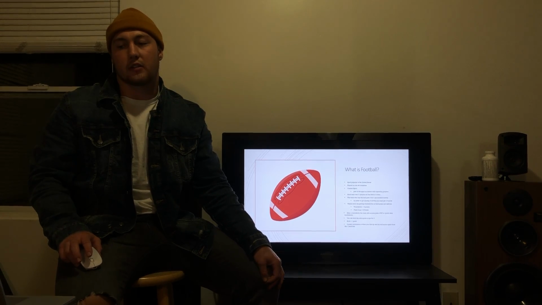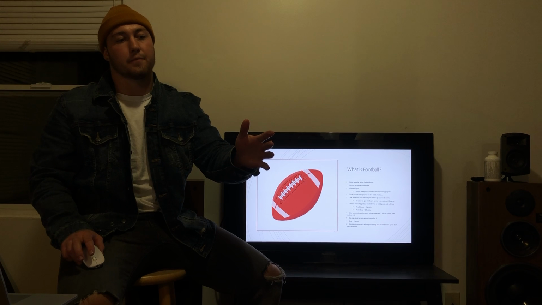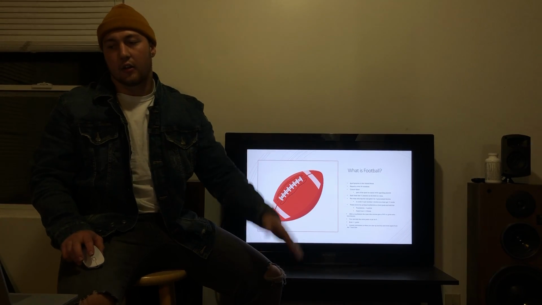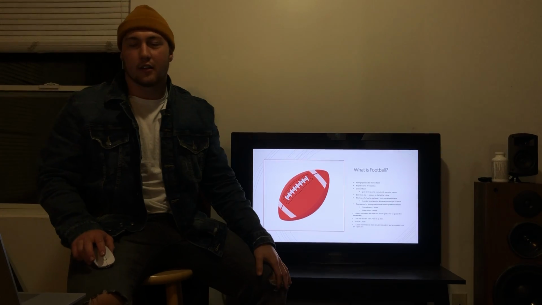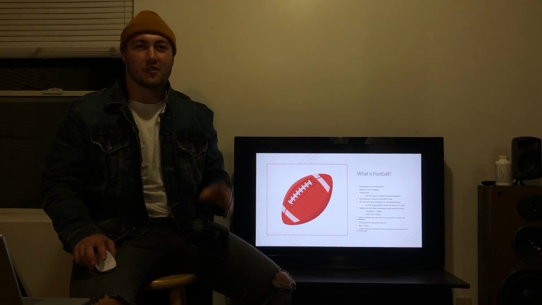Teams score by getting touchdowns, field goals, or safeties. Touchdowns are 6 points, and that is how you get the ball across the goal line. Field goals are 3 points, and that's kicking the ball through the uprights, which are yellow crossbars at the end of each field.